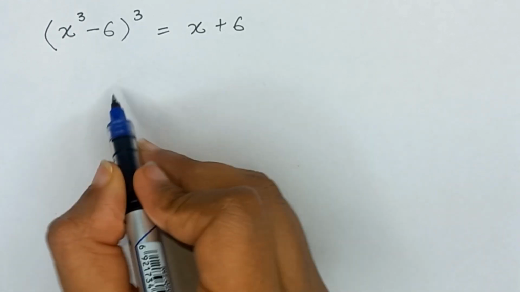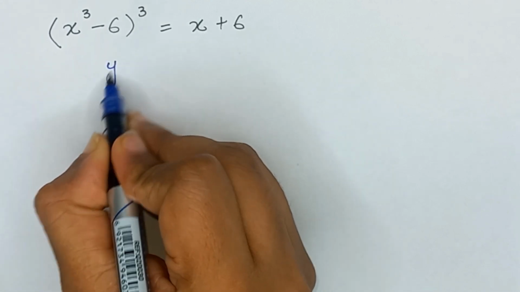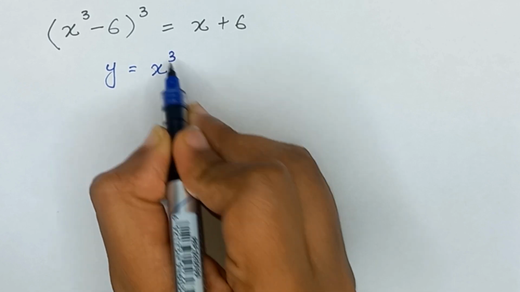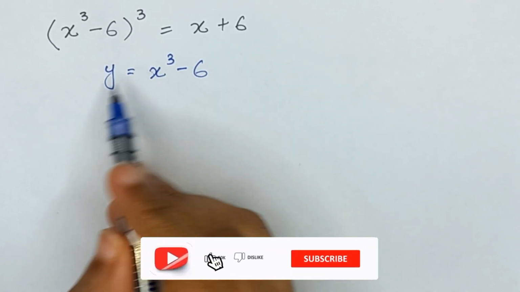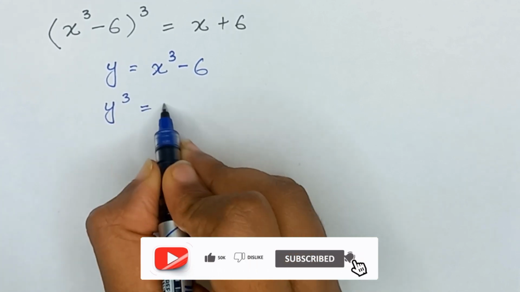So I will just replace this x cube minus 6 with y. So y will be equal to x cube minus 6. If I replace x cube minus 6 with y, then our above equation will become y cube is equal to x plus 6.